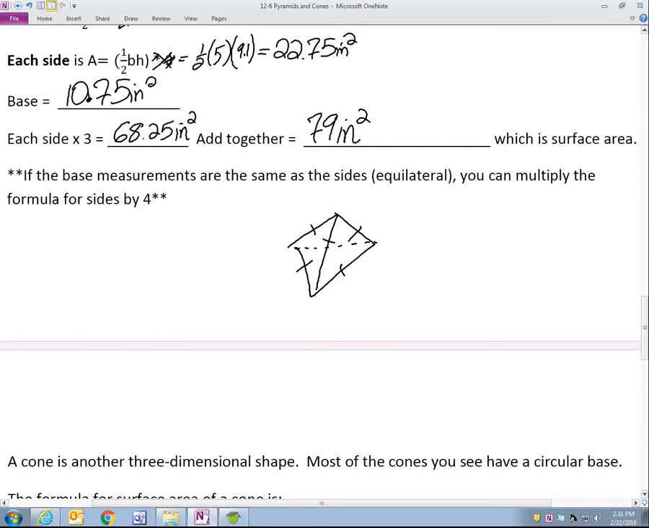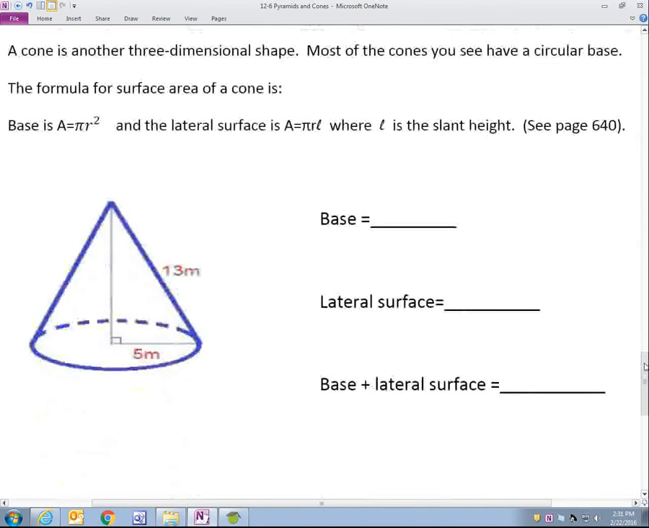Good. A cone, however, is another 3-dimensional shape. Most of the cones you see have a circular base. The formula for the surface area of a cone is, we know that there's a circular base, and the circular base is going to be pi r squared.